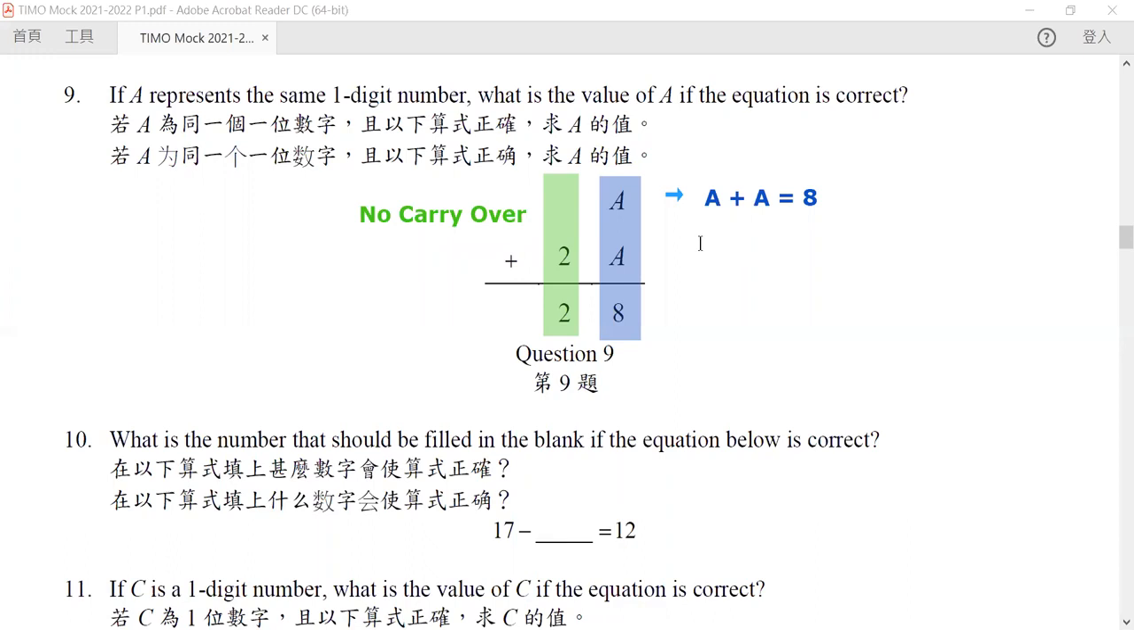Okay, let's just continue. Because A plus A is equal to 8, it means that this is actually equal to 2A. So by this, we know that A must be equal to 4. Okay, so we know that our answer is equal to 4.